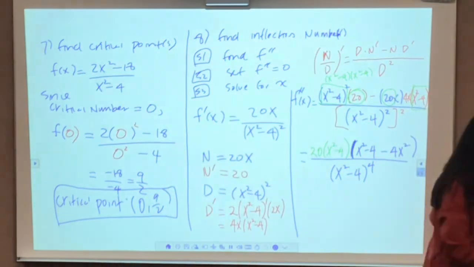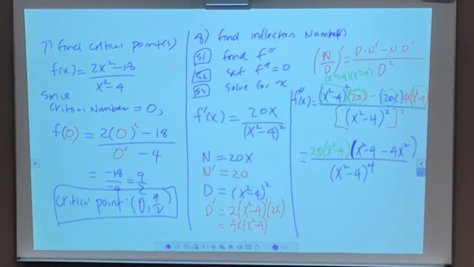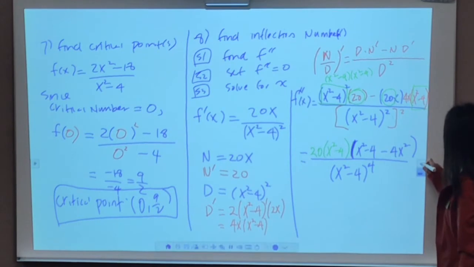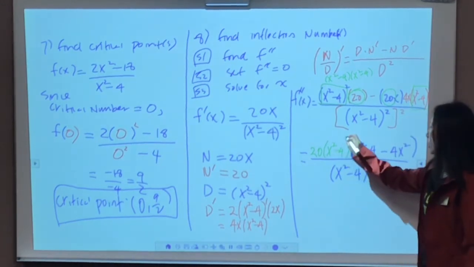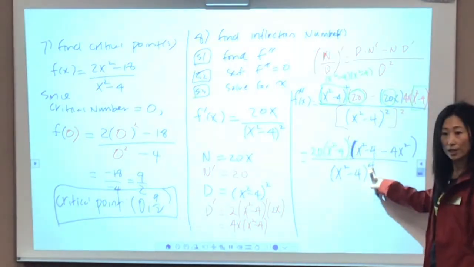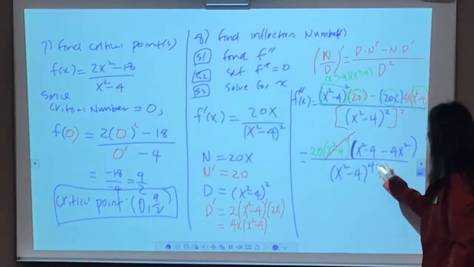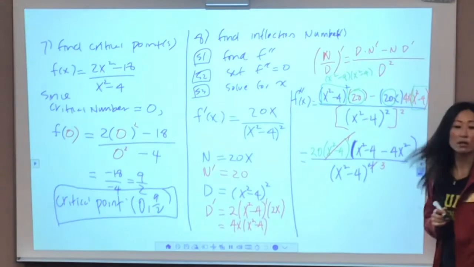Is everybody with me? So far, so good? Okay, so let's just simplify it. I have a 1 of them here, I have a 4 of them here, so I can cancel this one out and this becomes a what? 3 power.